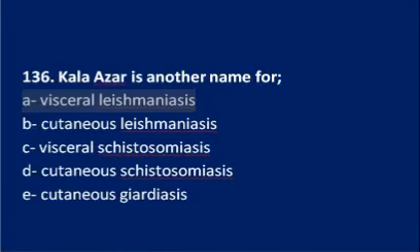Visceral leishmaniasis is a chronic and potentially fatal parasitic disease of the viscera. Viscera actually means the internal organs, and the parasite involved is Leishmania donovani. This parasite will infect the viscera, that is internal organs, especially liver, spleen, lymph nodes and bone marrow. So Kala azar is another name for visceral leishmaniasis.